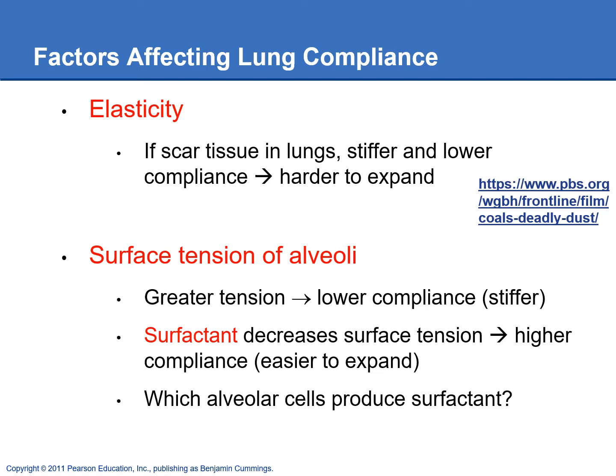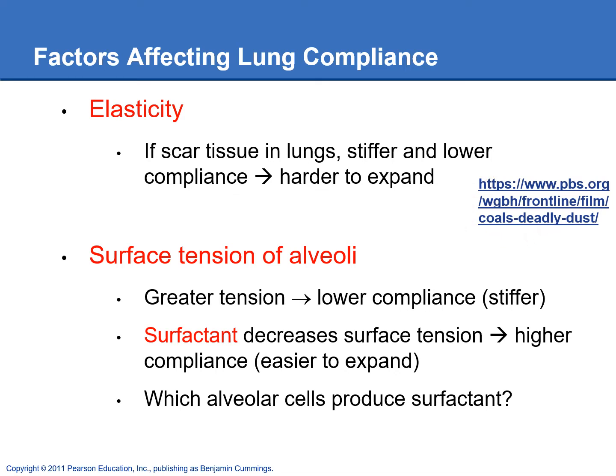There's two factors that affect the lung compliance: elasticity and the surface tension of the alveoli. The lungs are very elastic, very easy to stretch, but if scar tissue forms, the lungs become stiffer and have a lower compliance, and it's harder to expand them. So you have to work harder to breathe in. Diseases that increase scar tissue in the lungs include, for example, tuberculosis and black lung disease that we see in coal miners. And if you're interested in seeing how the elasticity of the lungs is affected by scar tissue, there's a good show here on black lung disease in coal miners if you want to watch that.